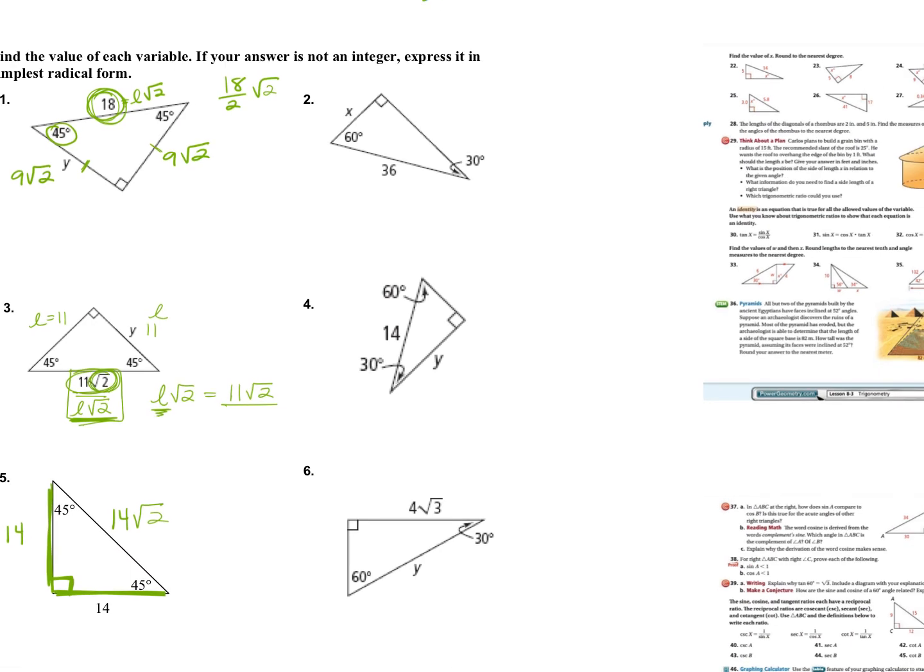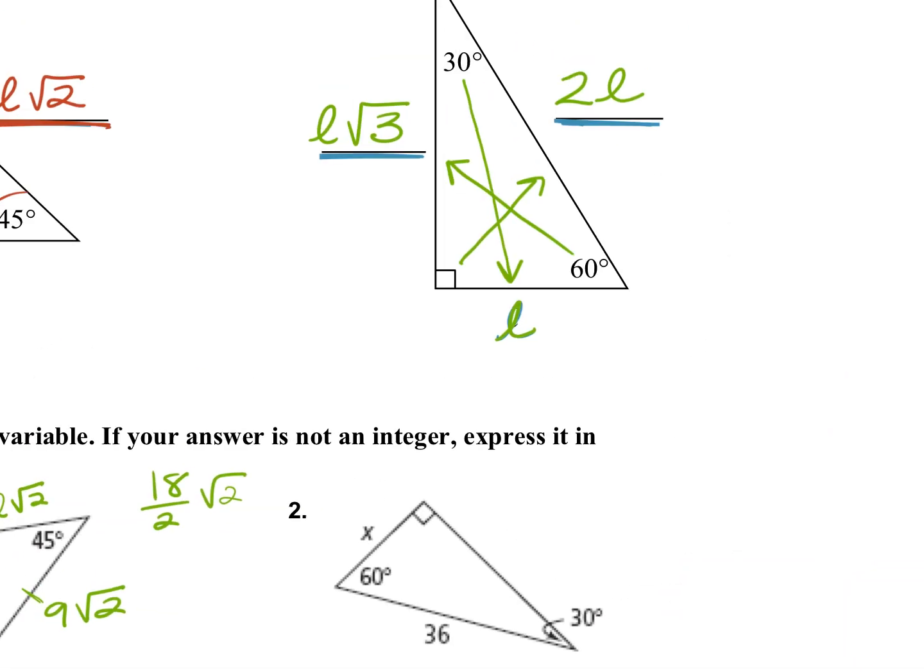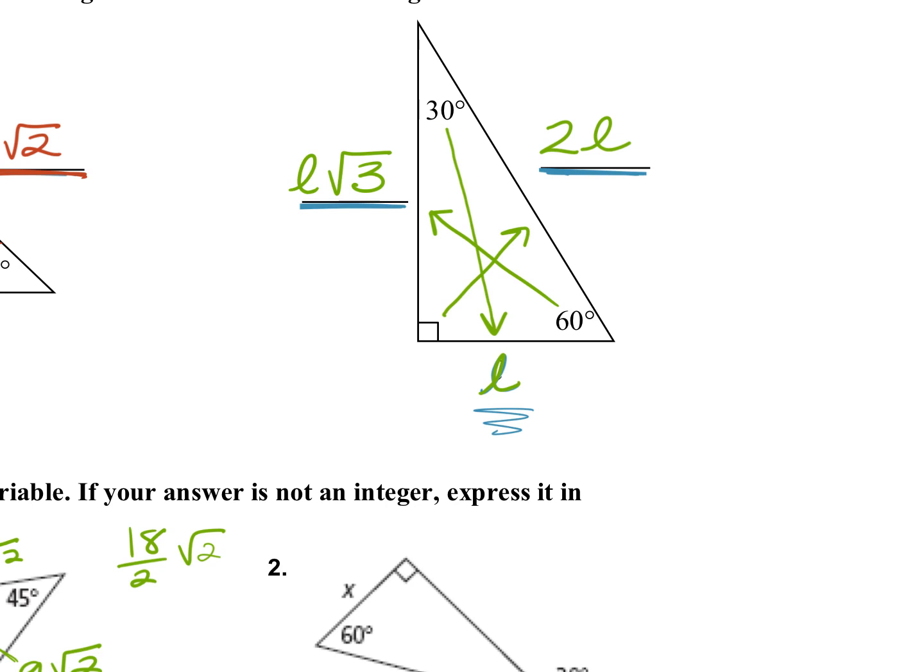Look at 30, 60, 90. Remember the setup, right? It's L is across from 30. L rad 3 is across from 60. 2L is across from the hypotenuse, right?